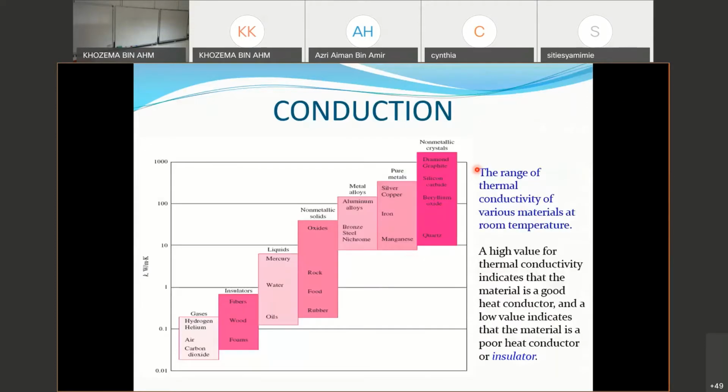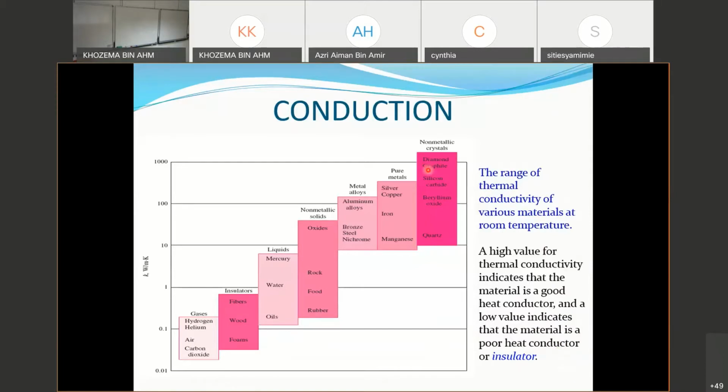So again, this is just a representation of how the K values vary depending on the material. So the range of thermal conductivity of metal material at room temperature. Okay? A high value for thermal conductivity indicates that the material is a good heat conductor, and a low value indicates that the material is a poor heat conductor, also known as an insulator.